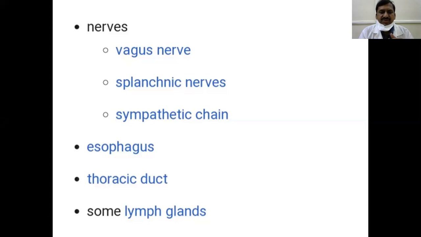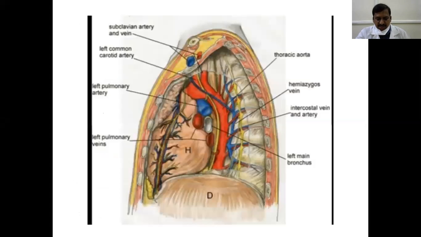Next is the thoracic duct and some lymph glands. These are all the structures which are present in the posterior mediastinum.